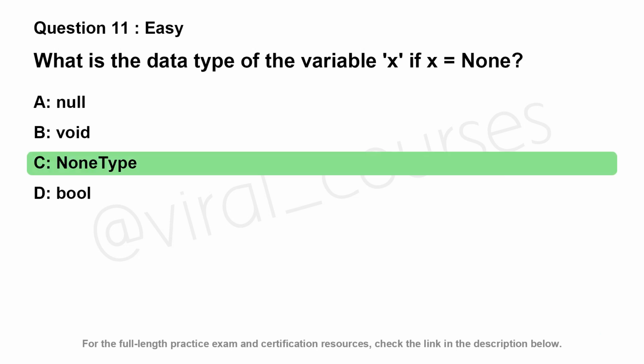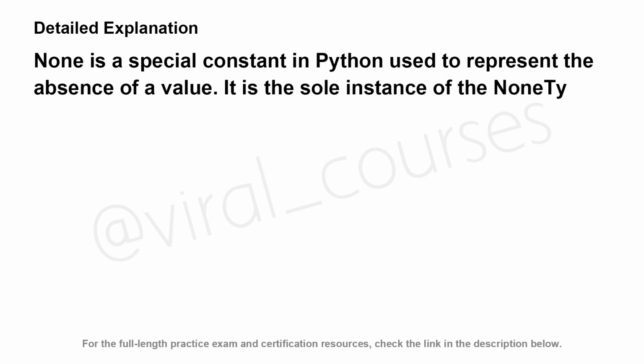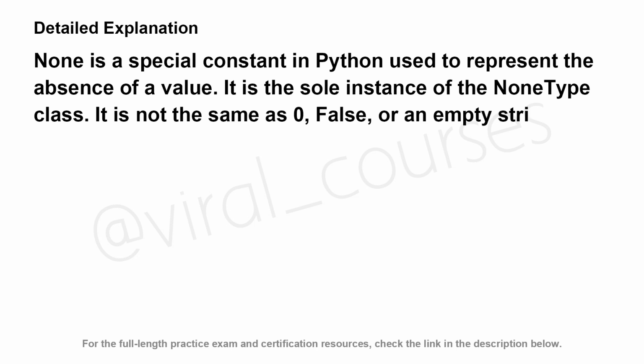The correct answer is C. None is a special constant in Python used to represent the absence of a value. It is the sole instance of the NoneType class. It is not the same as 0, False, or an empty string.